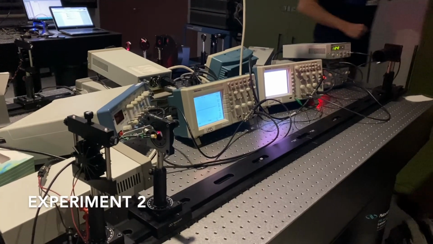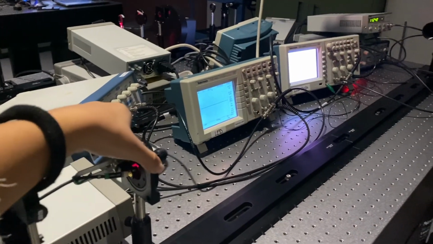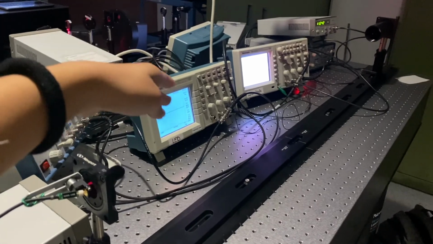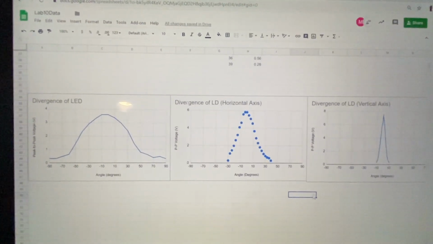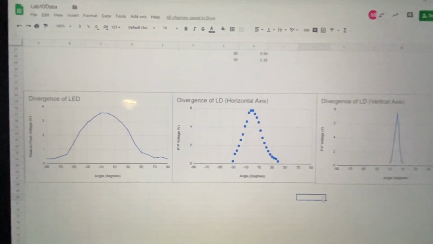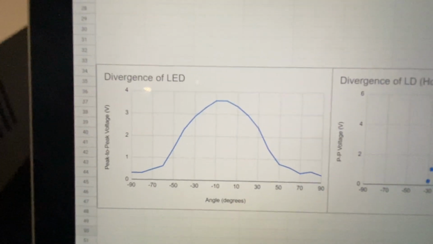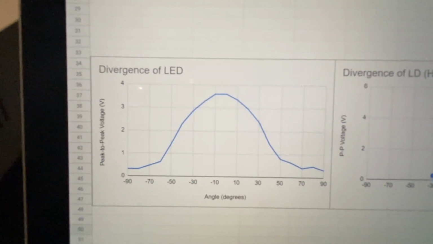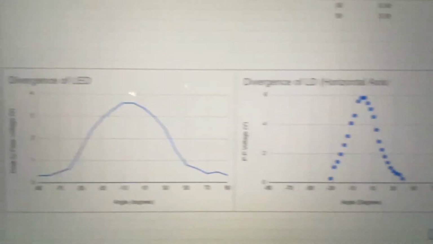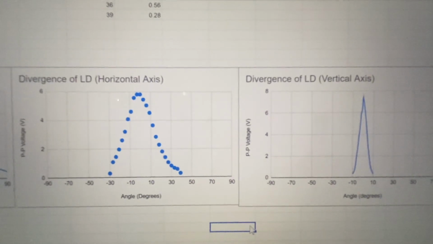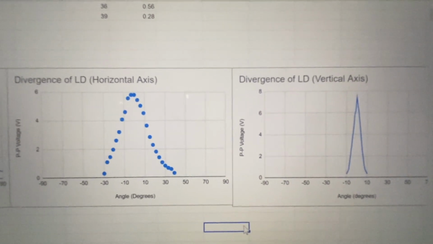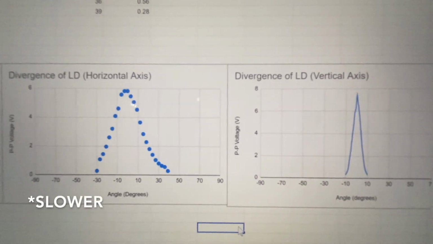For the divergence bench, we rotated the source by a certain angle, and we recorded the output voltage peak to peak per the angle and plotted them. As you can see by our result graphs, the divergences of these sources vary wildly. For instance, the LED, with its incoherent light, has a very large divergence, and its peak is wide. And the divergence of the horizontal axes and vertical axes of the laser diode are much smaller, as the light is coherent and diverges much slower.